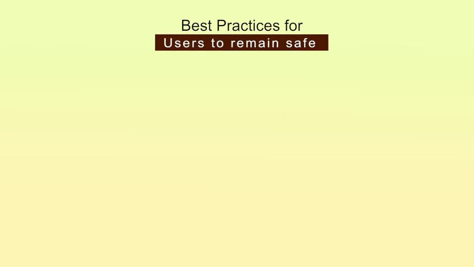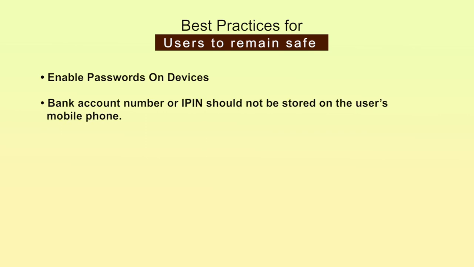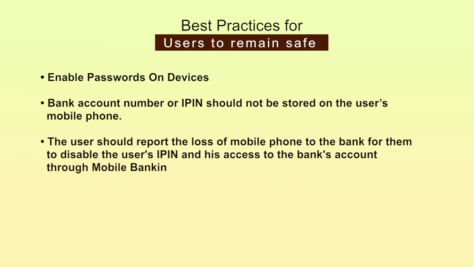Now I will suggest best practices for users to remain safe while using mobile banking. Number one is enable passwords on devices. Strong passwords should be enabled on the user's phone, tablets, and other mobile devices before mobile banking apps can be used. Additional layers of security inherently provided by these devices should be used. Number two is bank account number or IPIN should not be stored on the user's mobile phone. Number three, the user should report the loss of the mobile phone to the bank for them to disable the user's IPIN and his access to the bank's account through the mobile banking app.